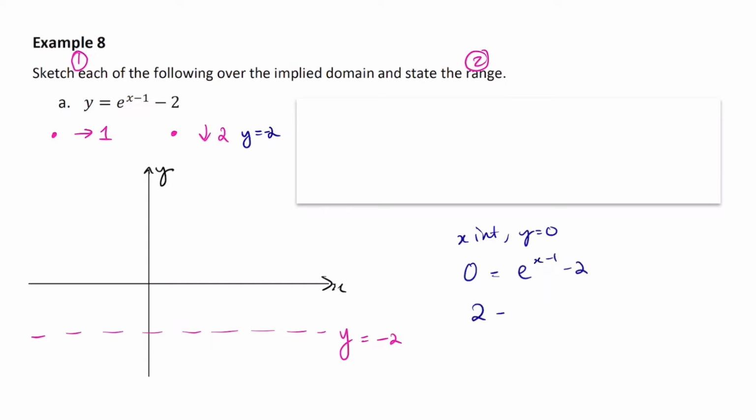I'm going to take the 2 over, and once again, the way we get e over, if you remember from last year, is by taking the log of that base. If you don't remember, that's totally fine. We will go over it shortly. So that's our x-intercept.